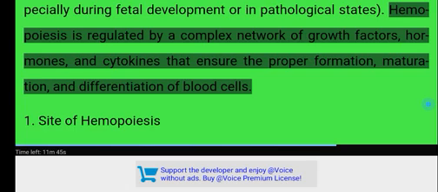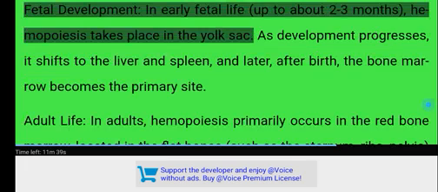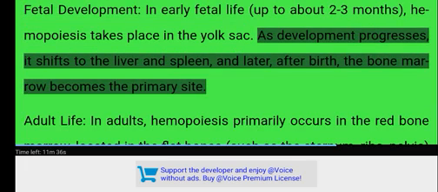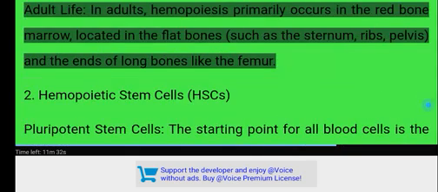Hematopoiesis is regulated by a complex network of growth factors, hormones, and cytokines that ensure the proper formation, maturation, and differentiation of blood cells. 1. Site of hematopoiesis. Fetal development: in early fetal life, up to about 2 to 3 months, hematopoiesis takes place in the yolk sac. As development progresses, it shifts to the liver and spleen, and later, after birth, the bone marrow becomes the primary site. Adult life: in adults, hematopoiesis primarily occurs in the red bone marrow, located in the flat bones, such as the sternum, ribs, pelvis, and the ends of long bones like the femur.